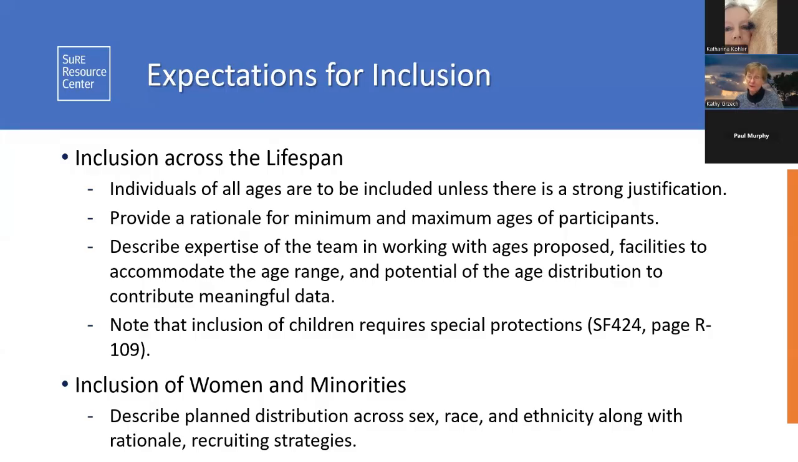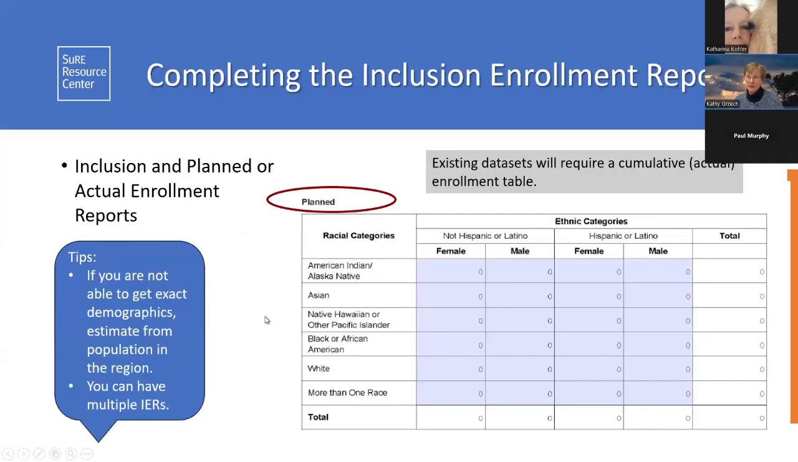So you still have to write an attachment explaining how you will include women and minorities because if it's a disease, of course, that's in both sexes and affects all people. And along with that, your recruiting strategies. So that brings you to the inclusion enrollment report. And this is where you actually specify how many of each demographic you expect to recruit and have participate in the study. Now, you may have a hard time with some of these numbers. If you can't get the exact demographics, you can use an estimate from the population percentages in your region.